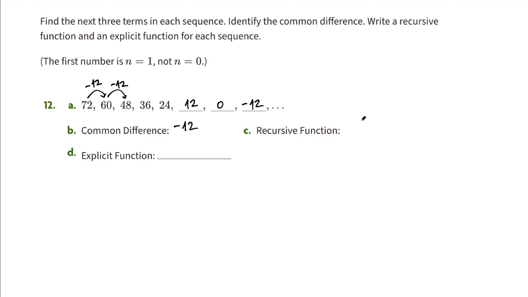The recursive function is given by, always, to find the nth term, or f of n, we take the term prior, which is f of n minus 1. In other words, to get the 5th term, we use the 4th term, or to get the 8th term, we use the 7th term, and what we do with it is subtract 12. And with every recursive equation, we need a starting point, and we have a starting point: f of 1, or the first term, is 72.